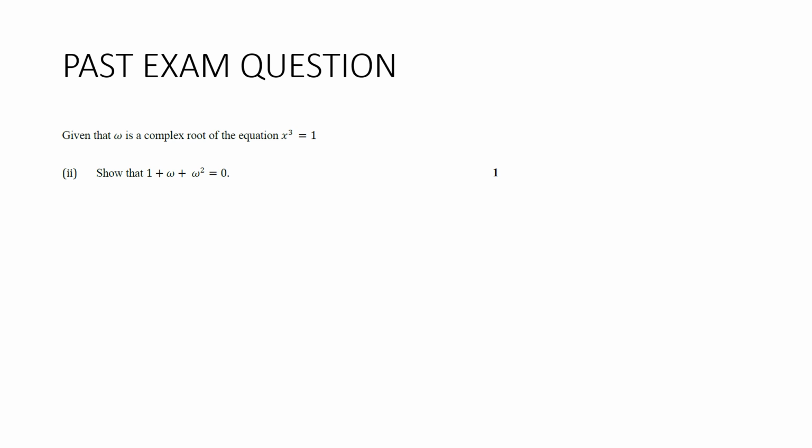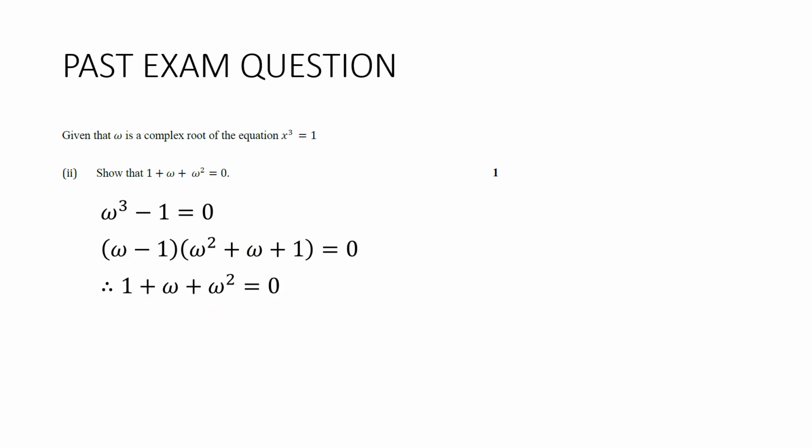So this is the question that involves the factorization. We start by putting x equal to omega. So omega cubed is equal to 1, and so omega cubed take away 1 is equal to 0. Factorize. So we've got omega take away 1 and then all of the lesser powers added up. So we're just solving an equation here. The null factor law says either this is equal to 0 or this is equal to 0. And so 1 plus omega plus omega squared is equal to 0.